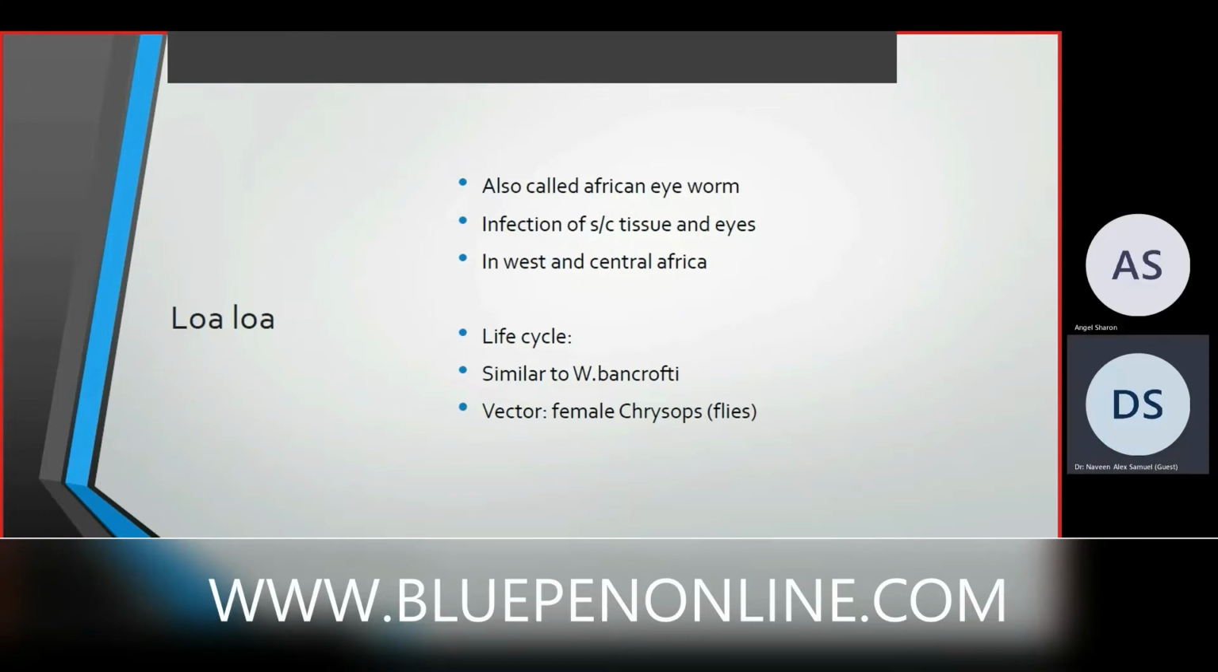So Loa loa is also called African eye worm. Infection of the subcutaneous tissues and the eyes is seen. It is most commonly seen in West and Central Africa. The life cycle is similar to Wuchereria bancrofti. The vector is the female Chrysops. You just need to remember the vectors of these filariasis because there are different vectors for different filariasis. The vector for Loa loa is the female Chrysops, which is a fly actually, and most commonly it affects the soft tissues, the subcutaneous tissues, and the eye area, and that's why it's called African eye worm. When you remember African eye worm, it's seen most commonly in West and Central Africa.